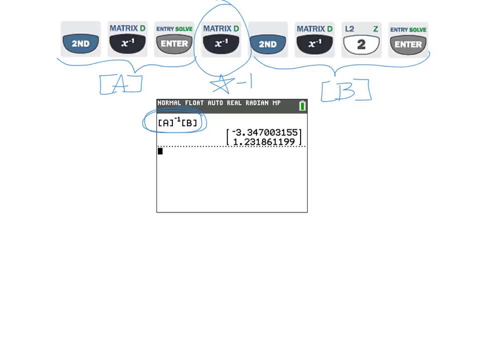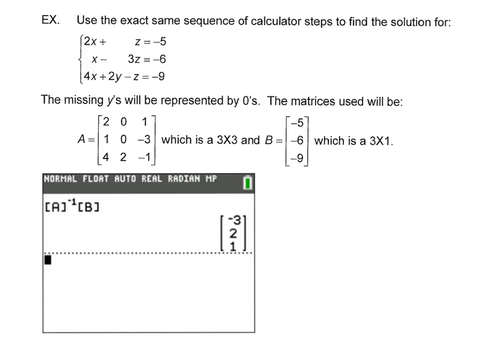Sometimes the little negative 1 gets forgotten and then you won't get the right answer. So make sure you get that little inverse negative 1 in there. And then after you've hit enter, you should have the solution. So what that means is in the two equations, we've solved x is negative 3.35, y is 1.23. Now when you're dealing with two equations and two variables, it's really not any faster to use the calculator and matrices. You could do elimination or substitution, and that's just as quick. But with equations and three variables, it's much faster to use matrices and the calculator.